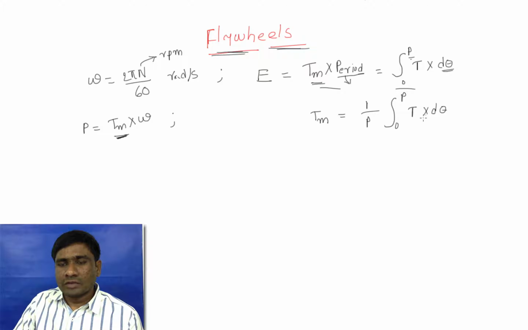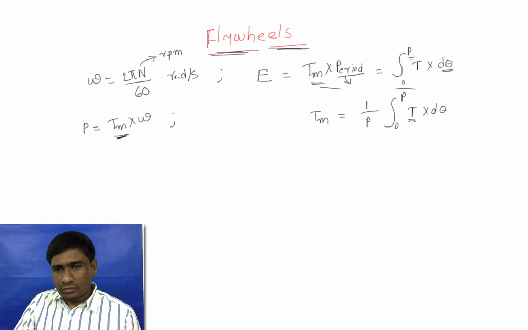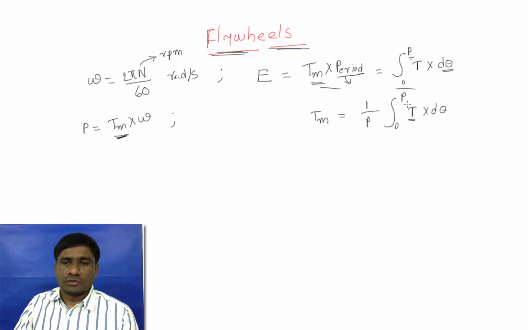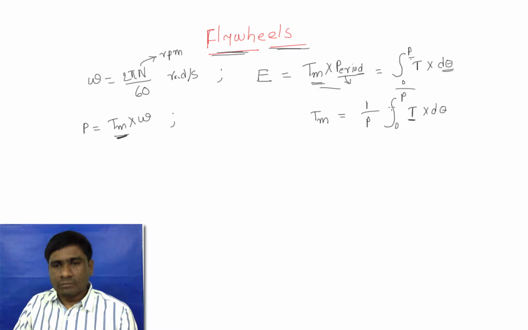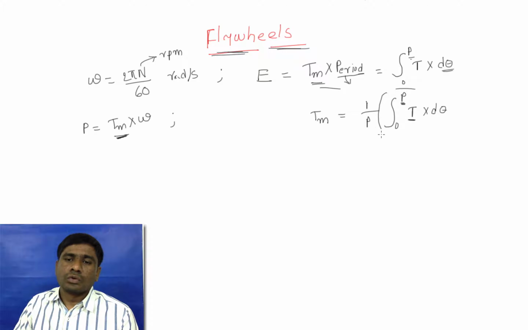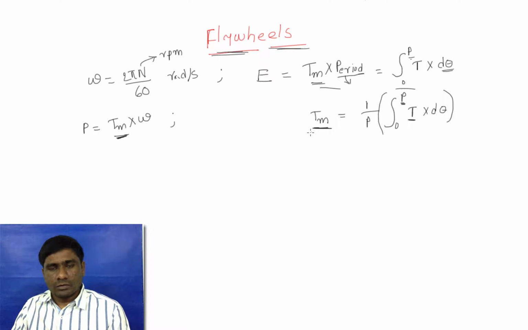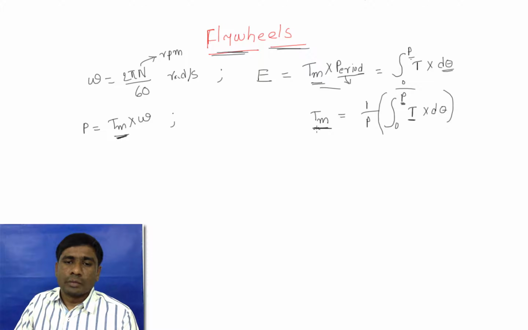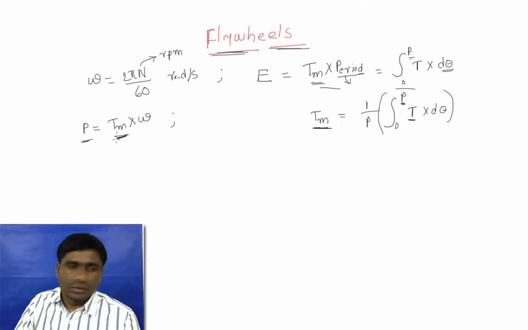In many examples, engine torque will simply be given in terms of sine and cosine curves. So we need to calculate the period of that given function and integrate from 0 to the period, multiplying the torque with d theta, and divide the whole value by the period. Then we will get the mean torque. That's how we need to calculate. After finding the mean torque, you substitute it into the power formula. That's how we will get power.